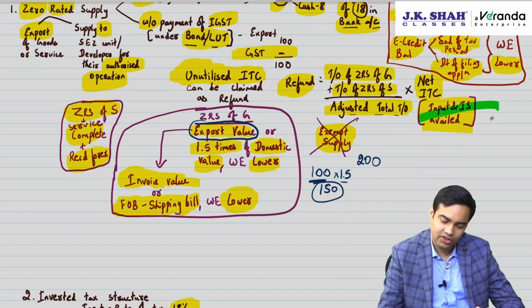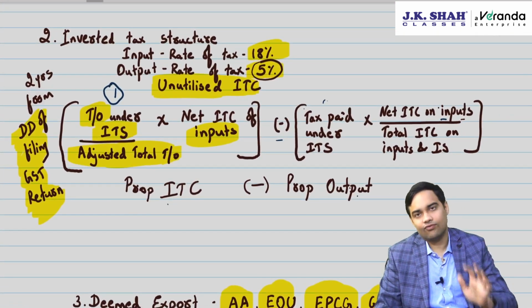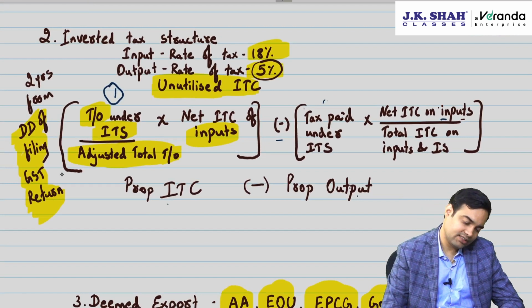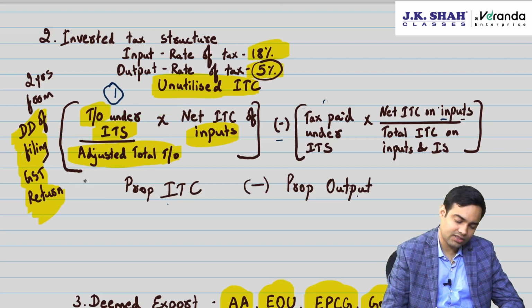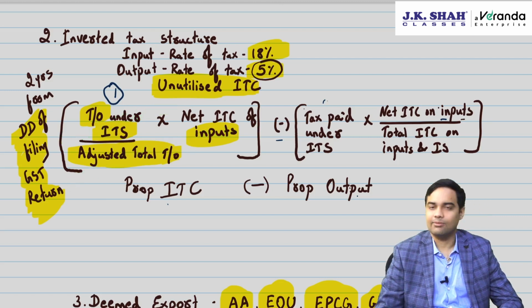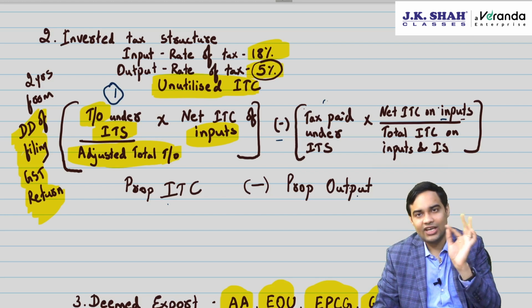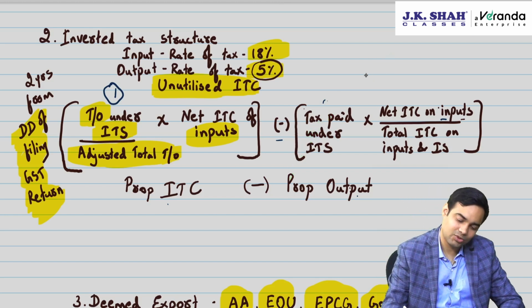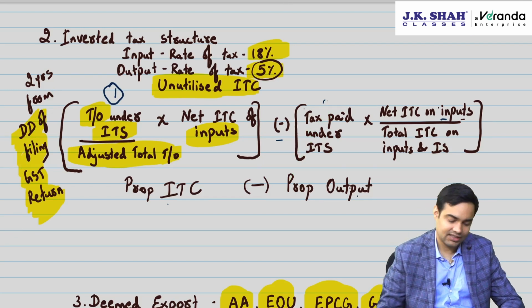Net ITC is only on input and input services. Inverted tax structure, where rate of tax on input is higher compared to rate of tax on output. Then the formula is turnover under inverted tax structure into adjusted total turnover into net ITC on inputs. This is nothing but proportionate input minus tax payable under inverted tax structure into net ITC on inputs divided by total ITC on input and input services. This is proportionate output. 2 years is from the due date for filing GST return.